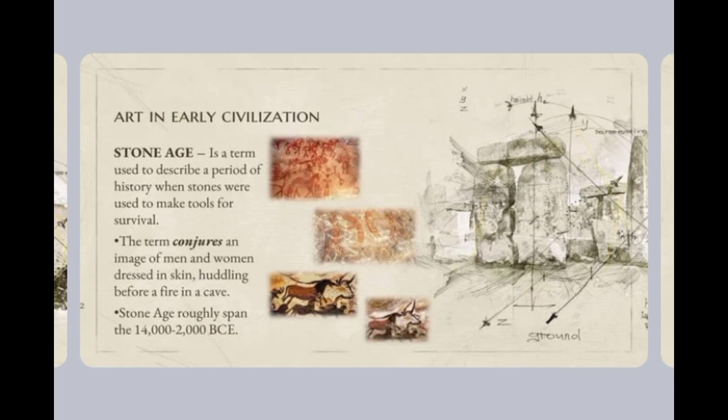Stone Age is a term used to describe a period of history when stones were used to make tools for survival. So during the Stone Age period, they made tools and equipment from stones in order for them to survive. The term conjures an image of men and women dressed in skin, huddling before fire in caves. The Stone Age roughly spanned 14,000 to 2000 BCE.